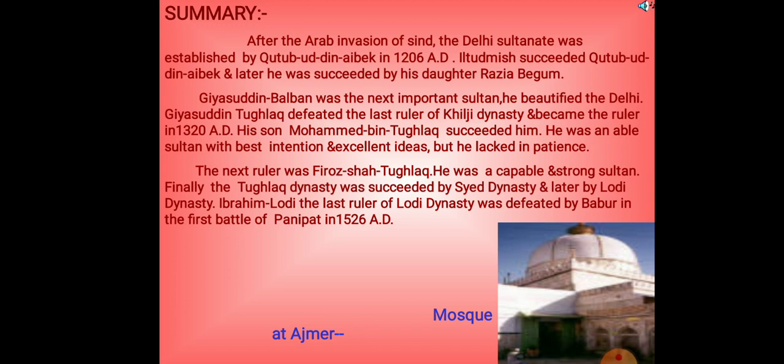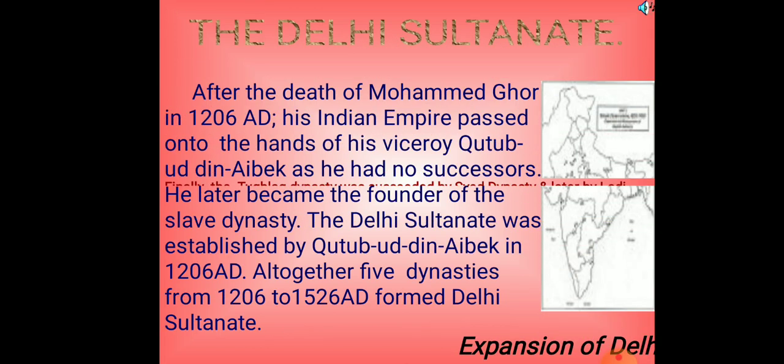he lacked patience. The next ruler was Firoz Shah Tughlaq. He was a capable, strong sultan. Finally, the Tughlaq dynasty was succeeded by the Sayyid dynasty and later by the Lodi dynasty. Ibrahim Lodi was the last ruler of the Lodi dynasty, who was defeated by Babur in the first battle of Panipat in 1526 AD. Here we have a brief summary from the start to the end of the Delhi Sultanate. And next we have it in detail.